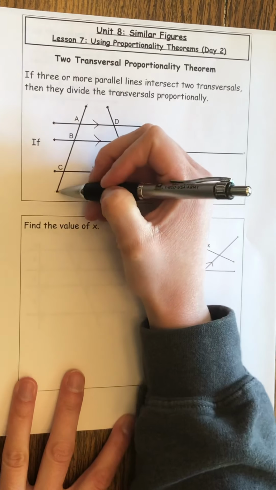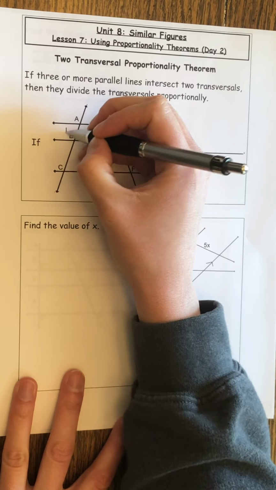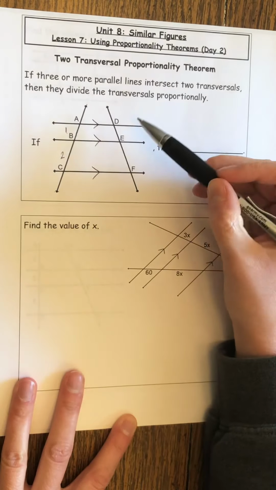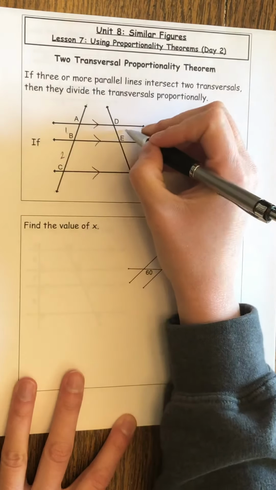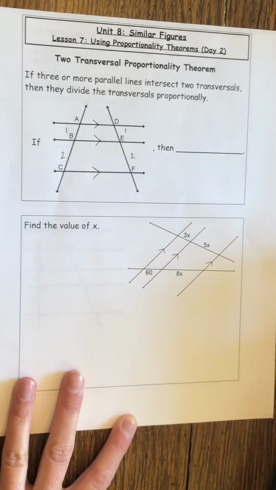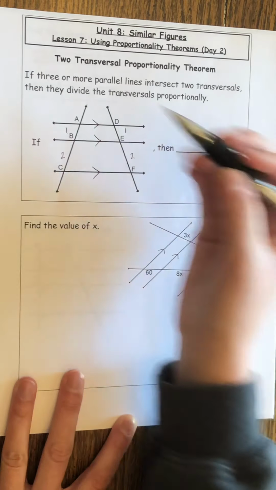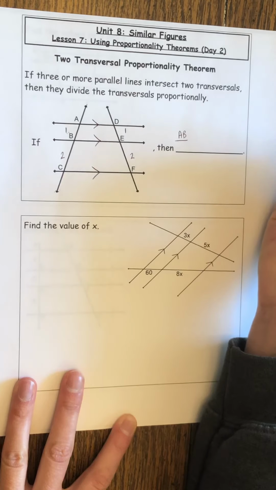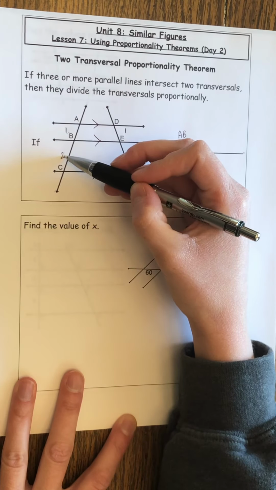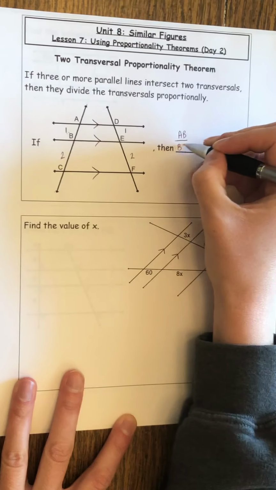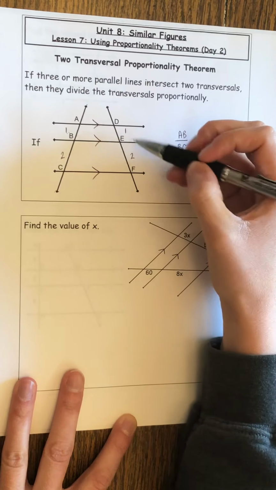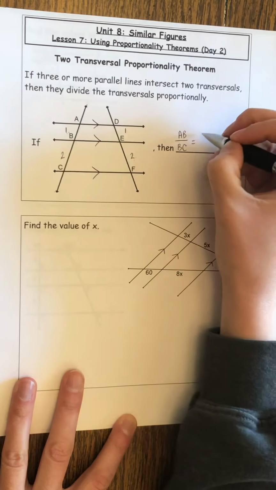So on the first transversal, the three lines are creating two parts here and here. And then the three lines on the second transversal are creating two parts in the same position here and here. So those two parts are going to be proportional to one another. So the first part on the first transversal is AB, and I'm going to compare that to the second part of that transversal, which is BC. And that ratio should be equal to a ratio comparing the two parts on the second transversal.